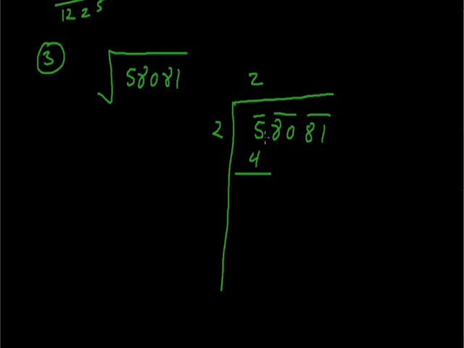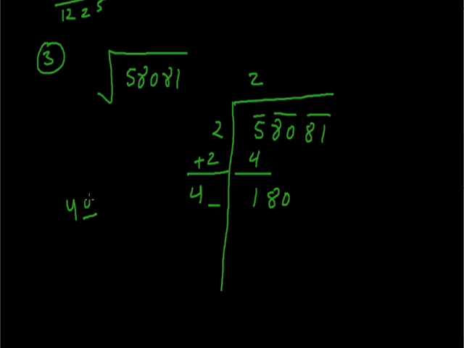I have to subtract 5 minus 4, I get 1 here, and I have to write down the next period, that is 80. Now in this I have to just copy the quotient, that is 2, and adding to the divisor I get 4, and I have to put a blank after 4. Now I have to put in this blank such a number such that the product is equal to 180 or just less than 180.